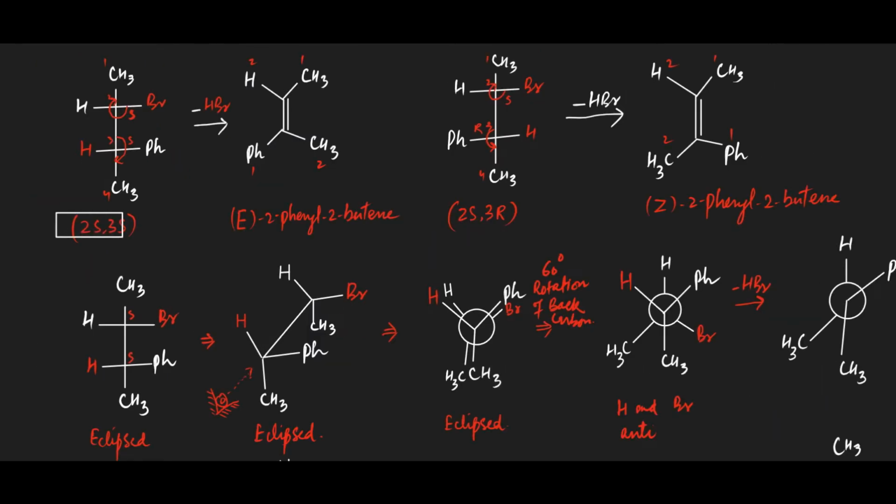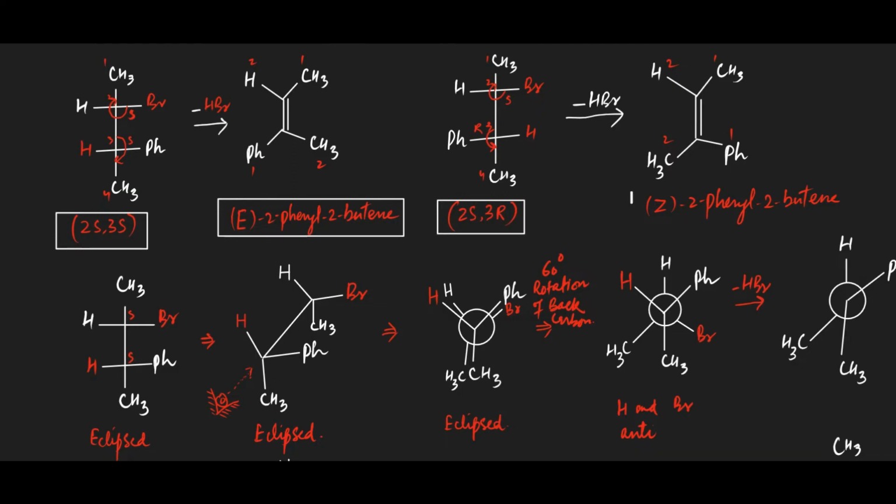Thus, the isomer with 2S3S configuration gives E-alkene as product after E2 elimination, and the isomer with 2S3R configuration gives Z-alkene as product after E2 elimination. Thus, this proves that E2 elimination is stereospecific. This stereospecificity is because of the requirement of anti-coplanar arrangement of groups being eliminated.